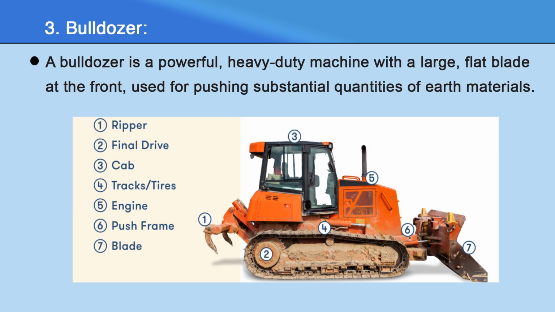The third equipment will be bulldozer. A bulldozer is a powerful heavy-duty machine with a large flat blade at the front used for pushing substantial quantities of earth materials. They are very efficient excavating tools for short haul applications up to 100 meters. Bulldozers typically have tracks for enhanced mobility on rough terrain, providing stability and traction.